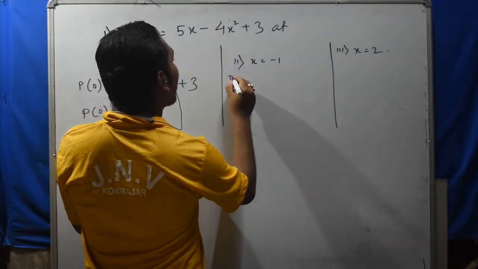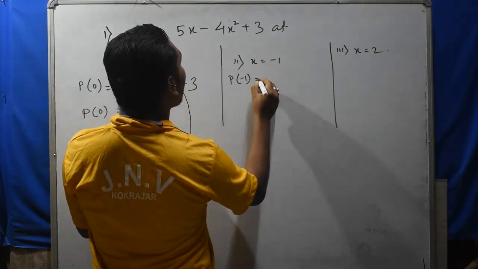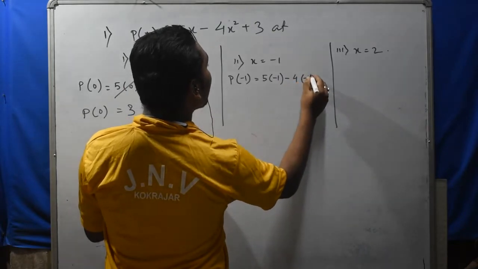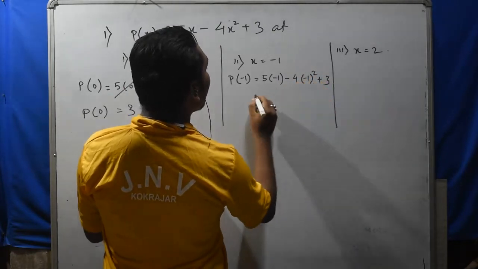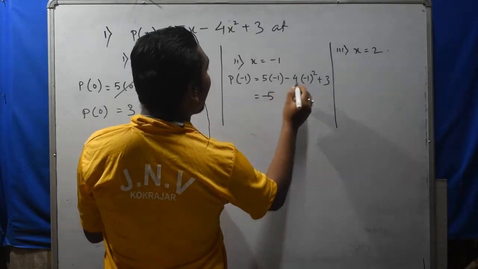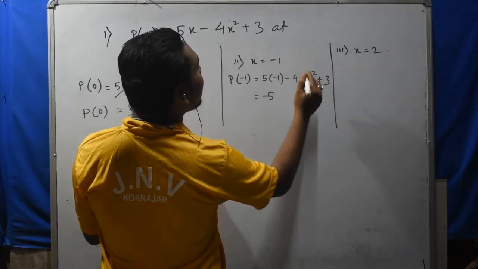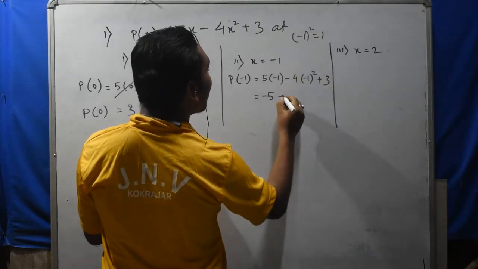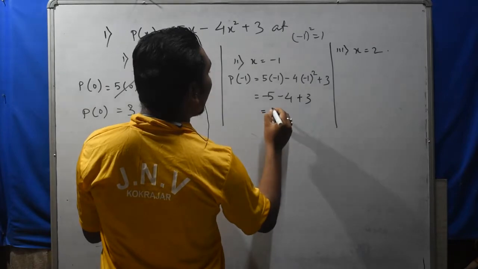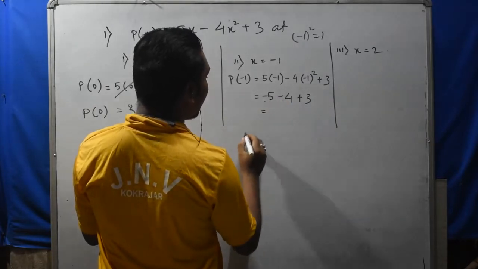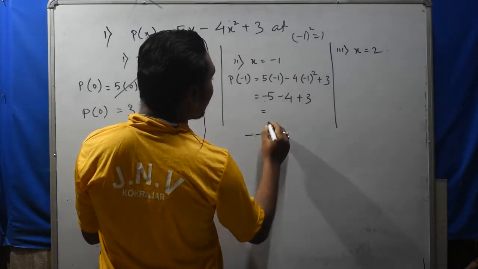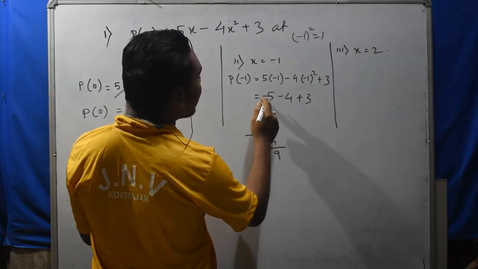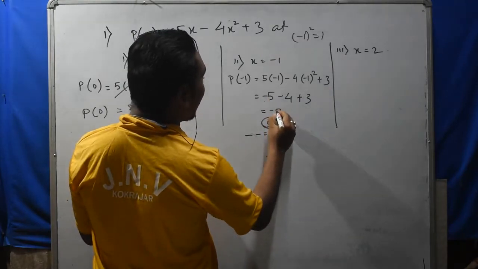At p(-1) is equal to 5 into -1 minus 4 into (-1) square plus 3. This will give you -5, and (-1) square is 1. So -4 into 1 is -4, plus 3. Minus 5 minus 4 will give you 9, the symbol will be of the bigger number, that is minus. So the answer is -9.